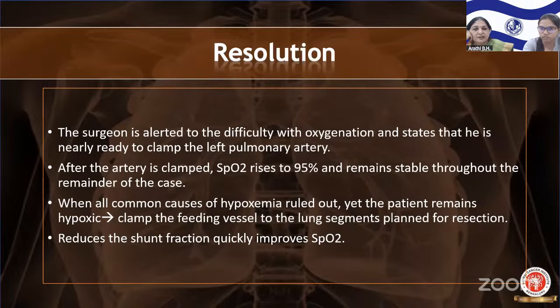Though it is theoretical, in my experience, I have not seen clamping of the pulmonary artery. With recruitment breaths, we are able to manage most of the hypoxia.